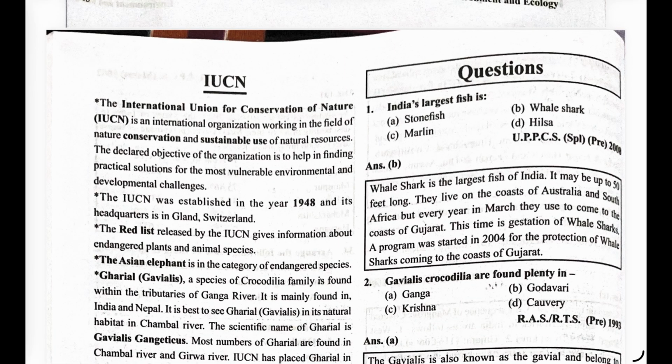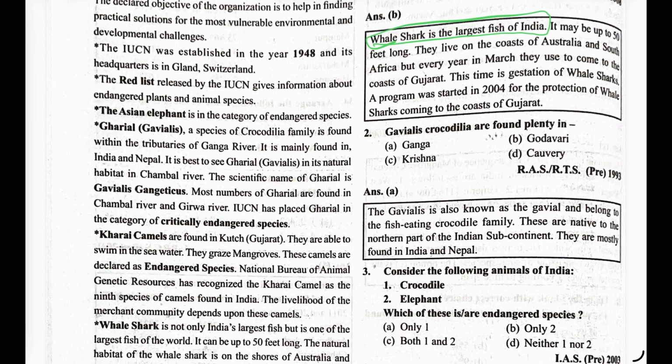India's largest fish is the whale shark. Whale shark is the largest fish of India. Gavialis crocodilia are found plenty in the Ganga river.